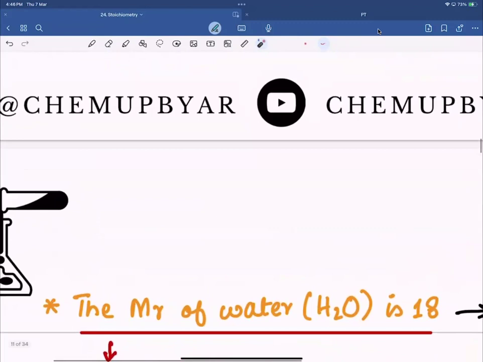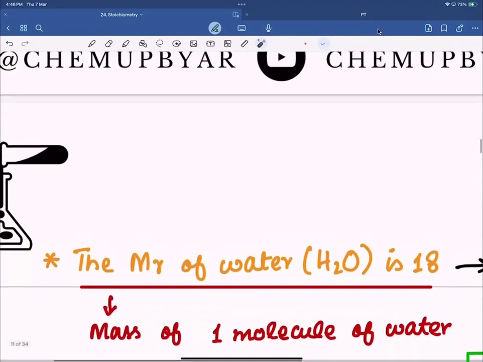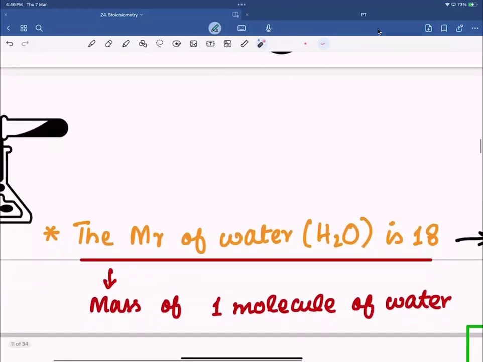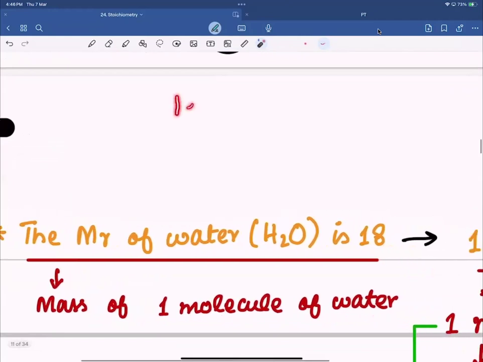See, it's an Mr of water, which is 18. If I'm saying the mass of water is 18, then how many molecules of water are there? 1. But if I'm saying 18 gram of water, then how many molecules of water are there? 6.02 multiplied by 10 raised to the power 23. Very good. 6.02 exponent 23 molecules of water.